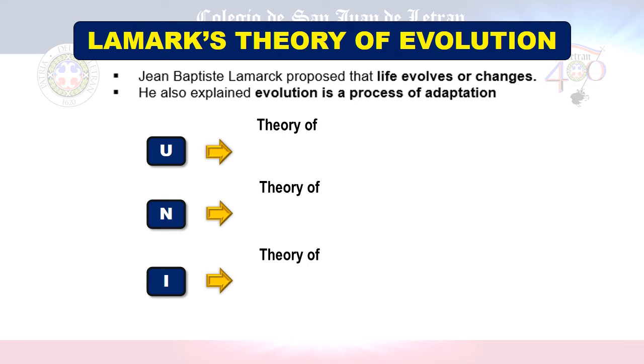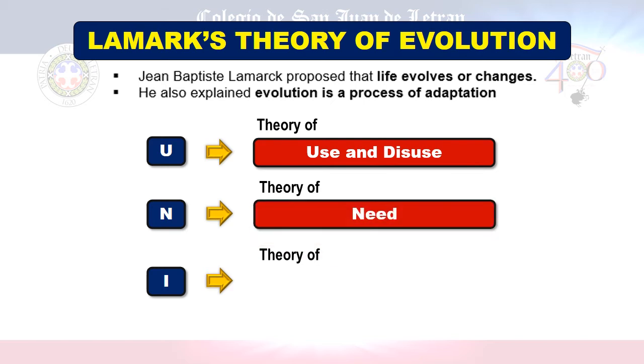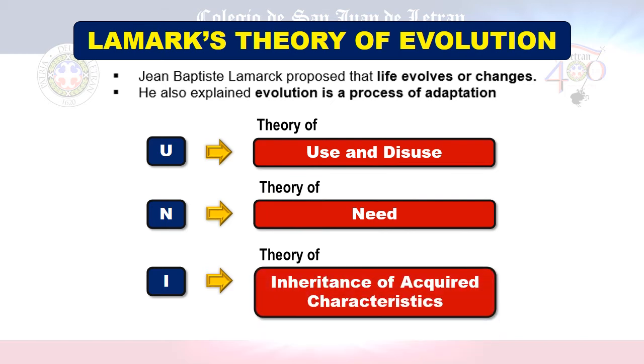Let's now move on to Lamarck's theory of evolution, which he explained that evolution is a process of adaptation. So we have three theories of evolution according to Lamarck. Just remember the acronym UNI. U stands for Theory of Use and Disuse. N stands for Theory of Need. And lastly, I stands for Theory of Inheritance of Acquired Characteristics.